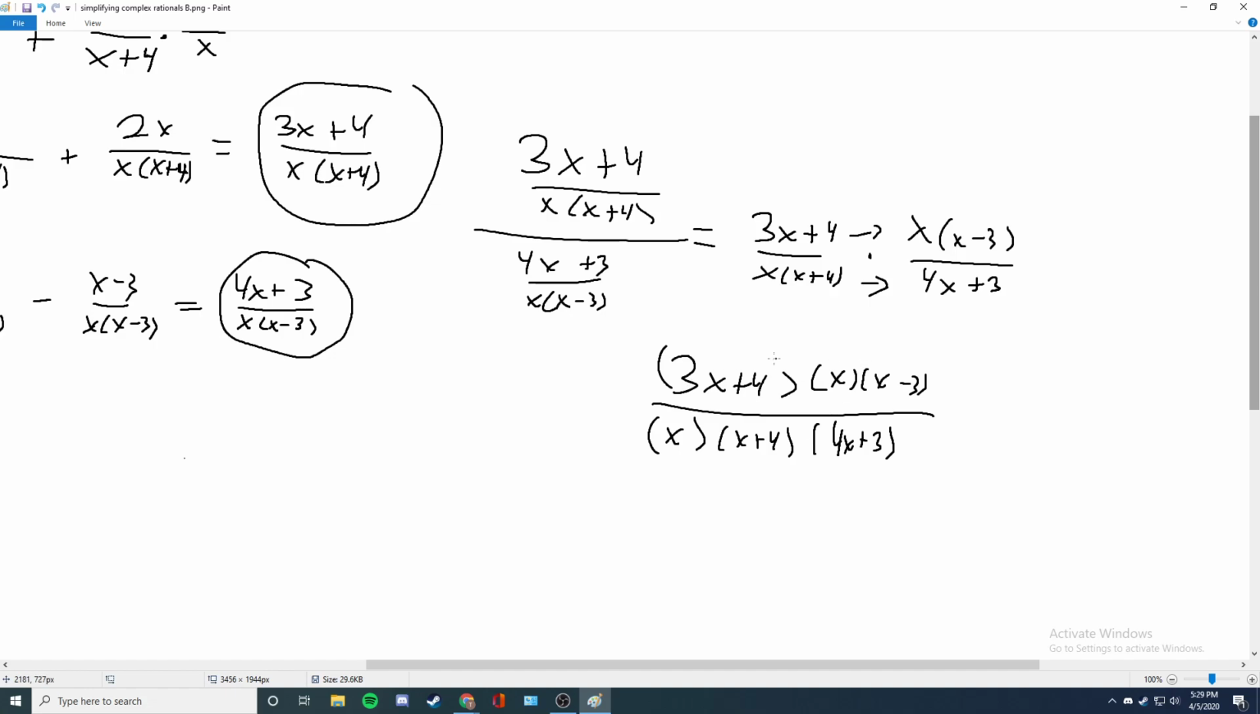So now we want to simplify as much as we can, and then we'll be done with the problem. So if we look at the top and the bottom and compare them, we can see that each of them have an x term that can cancel out. So the final answer leaves us with 3x plus 4 times x minus 3 over x plus 4 times 4x plus 3. And that's about it.